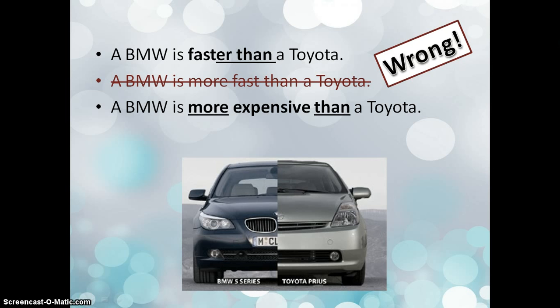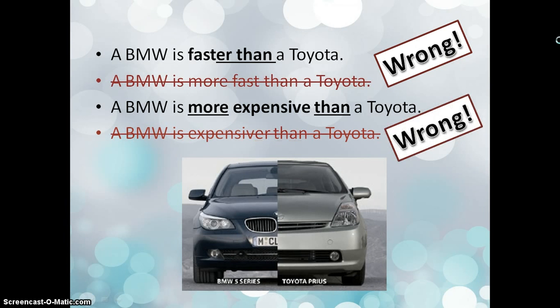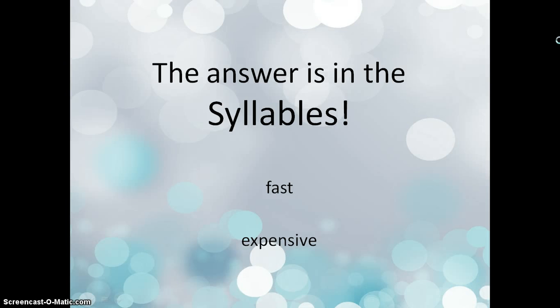Let's look at the second sentence. A BMW is more expensive than a Toyota. Can we say that a BMW is expensiver than a Toyota? No. I'm sorry, that sentence is also incorrect. We can't say expensiver than. So let's talk about why. The answer is in the syllables.